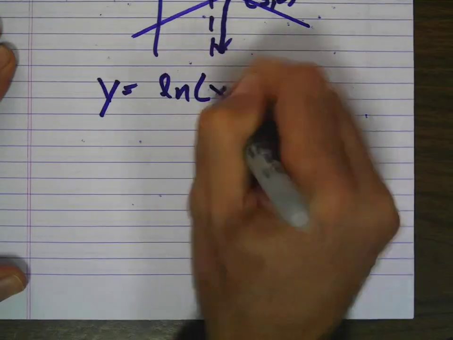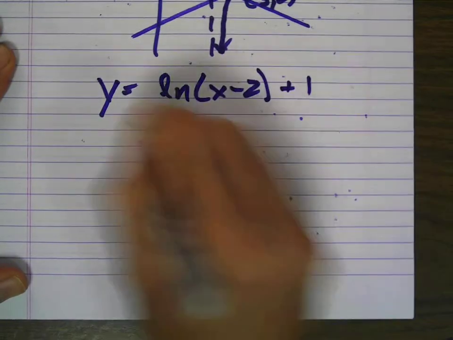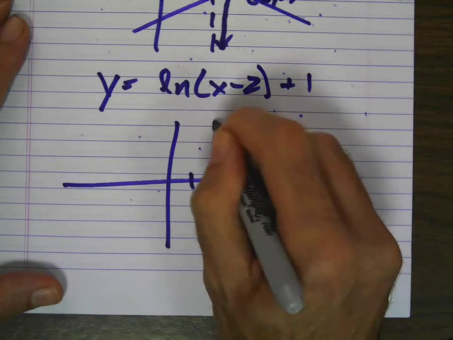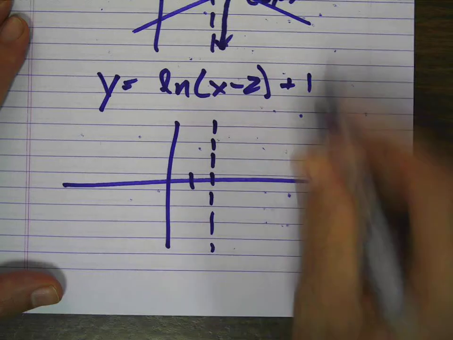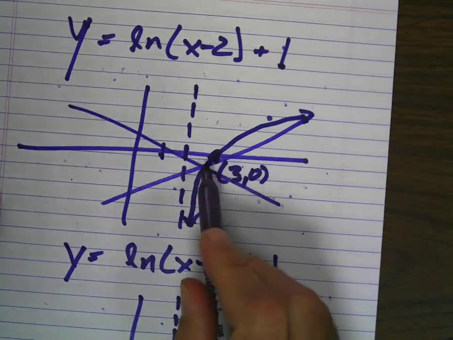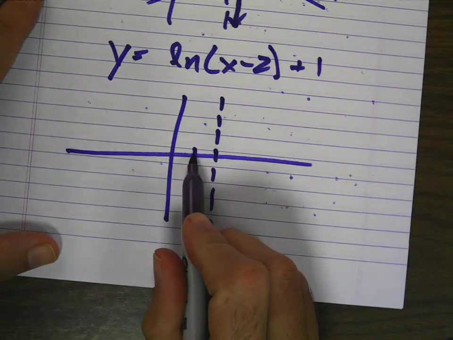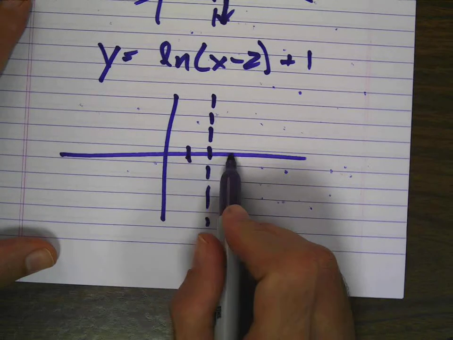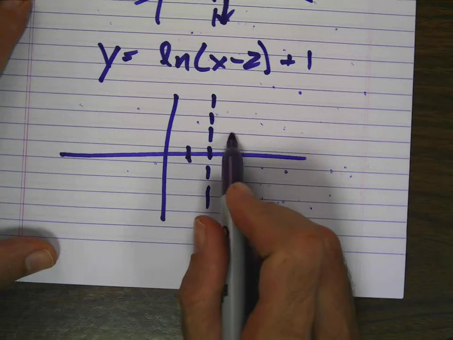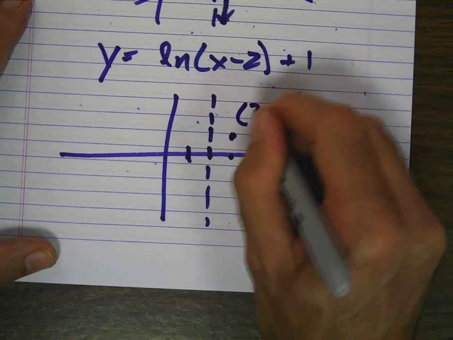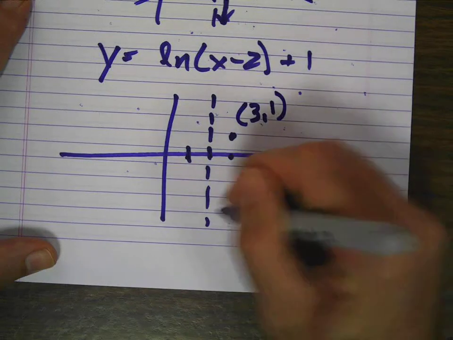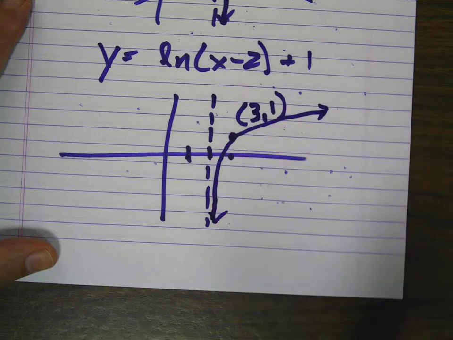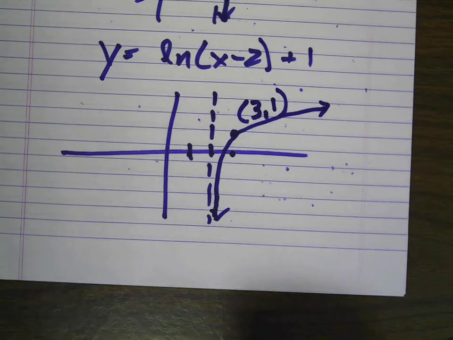Let's start again. y equals ln of x minus 2, plus 1. This will have a vertical asymptote at 2. This point, which was at 1, 0, will move 2 units to the right and 1 unit up. So this will be at 3, 1. It will go up like so. There's the graph.